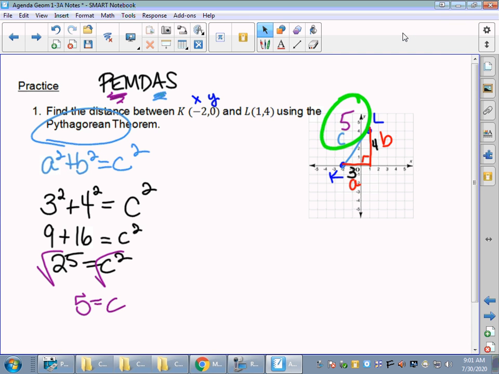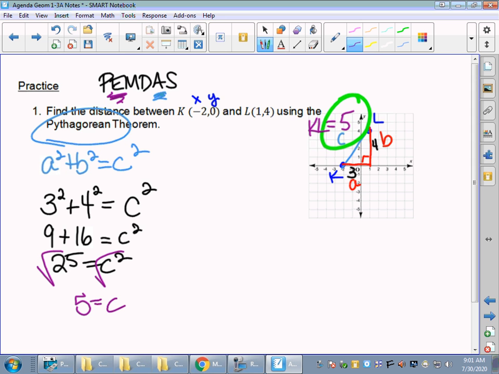They don't all come out nice and neat and perfect like that. Sometimes they come out to ugly answers like 4.7. We're going to do some rounding. We'll go to the nearest hundredth. We'll talk about that in just a second.